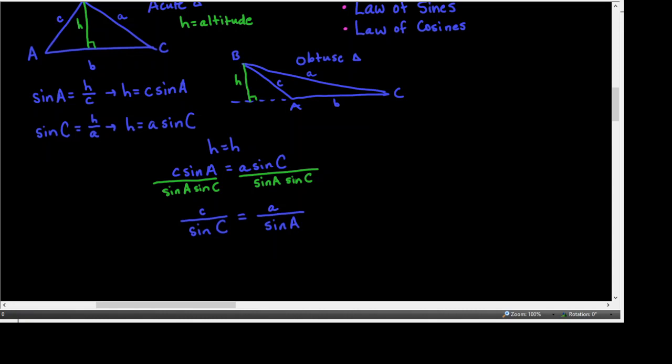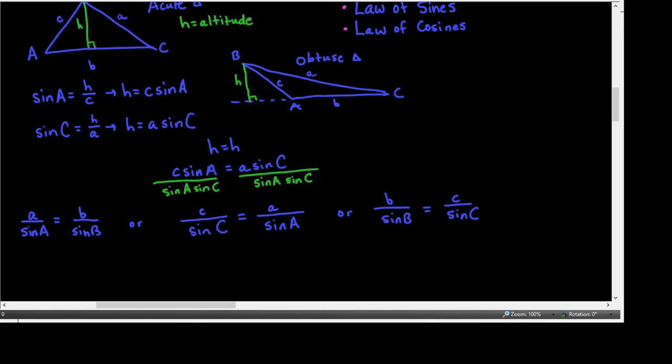And I could have picked the altitude to be from, say, vertex A or vertex C, and we would have gotten another version of the law of sines. And as it turns out, there are three versions of it. You could have A over sine of A equaling B over sine of B, or you could have B over sine of B is equal to C over sine of C. These are the three versions of it.